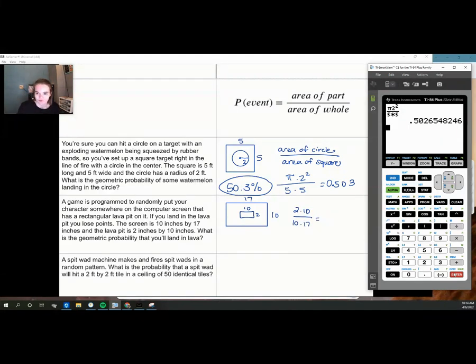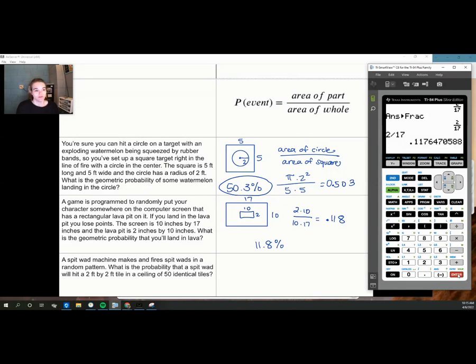So 2 times 10 over 10 times 17, which is 2 over 17. So we're going to do 2 divided by 17. Okay, so we have 0.118, or 11.8%.